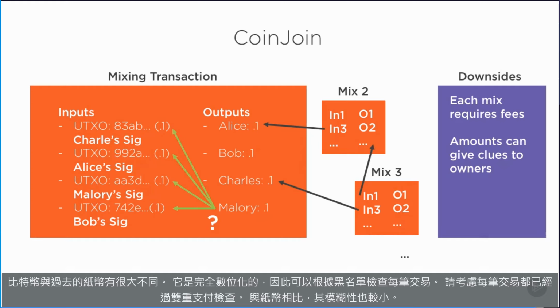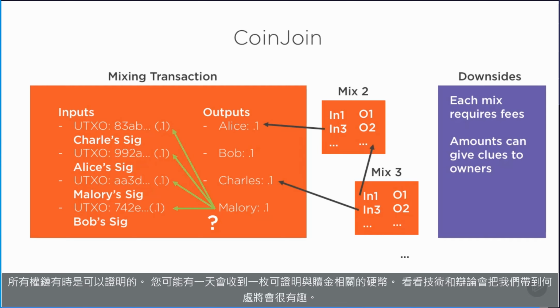There's also less ambiguity than with paper money. The ownership chain is sometimes provable. You may receive a coin one day that is provably linked to a ransom payment. It will be interesting to see where the technology and debate takes us.